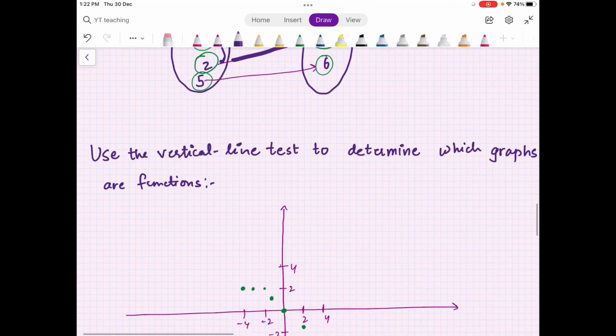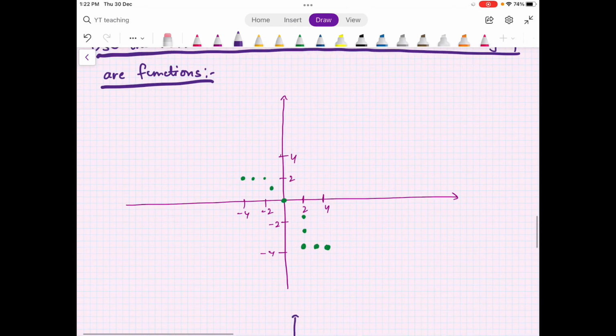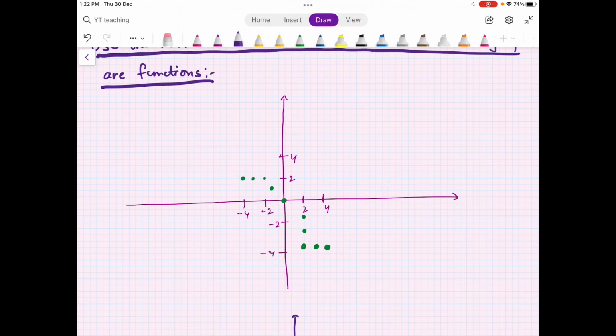Okay. Now the next question is, use the vertical line test to determine which graphs are functions. This is the graph given to us. We have to check whether it is a function or not. I want you to stop the video for maybe 30 seconds and try yourself whether it is a function or not. So see here, if I draw a line right here.